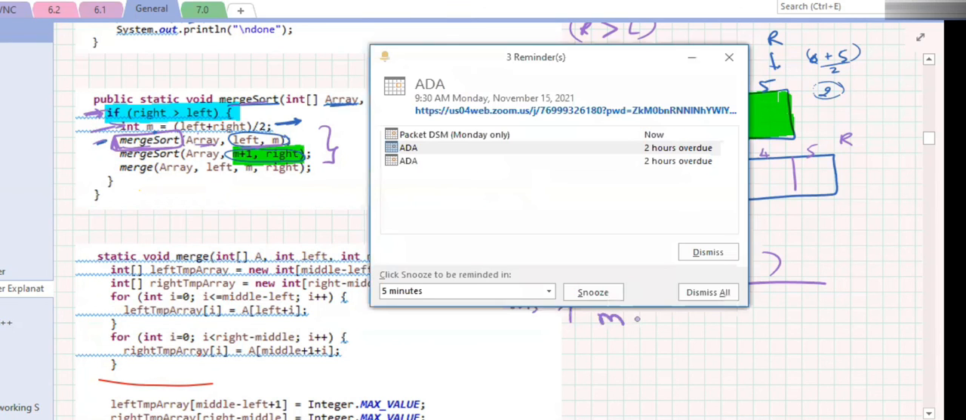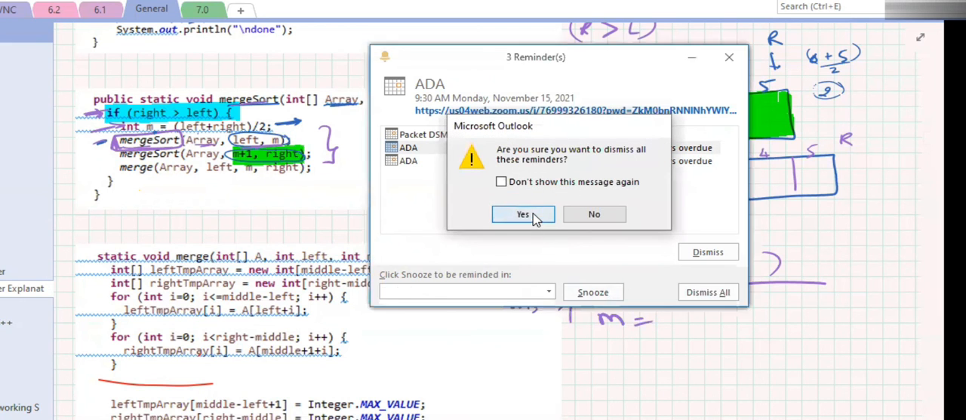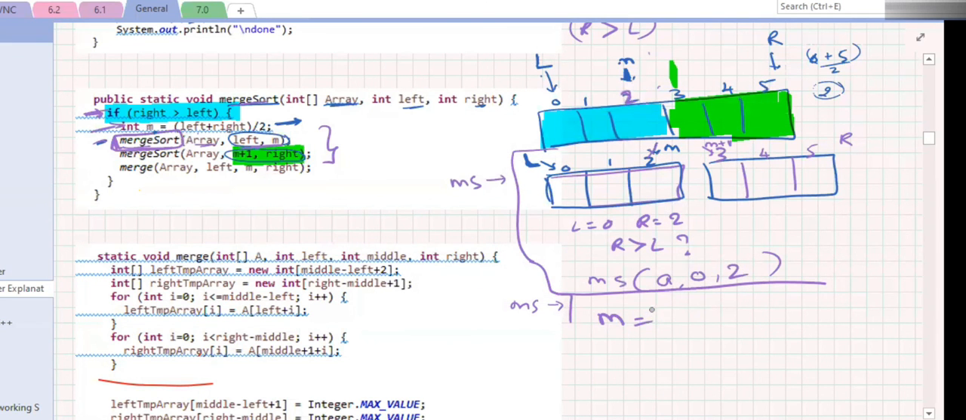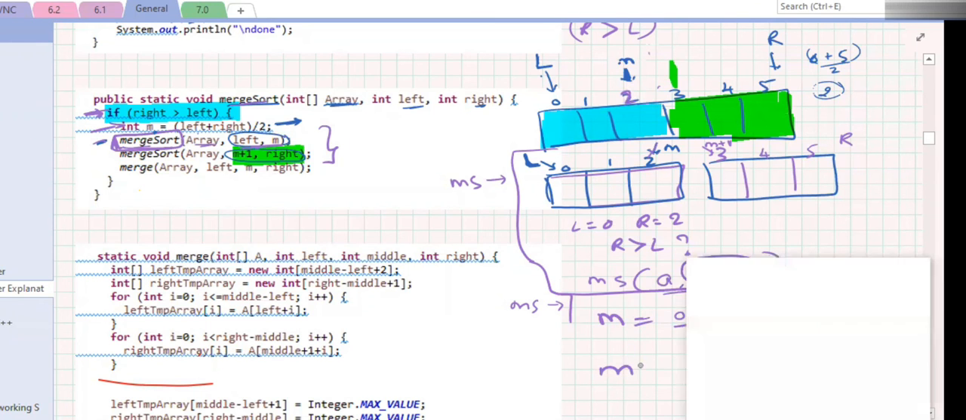So what is m here? What is m for this input? It is 0 plus 2 divided by 2, which is 1. Then you split again and call merge sort now. Basically now you're dividing this.